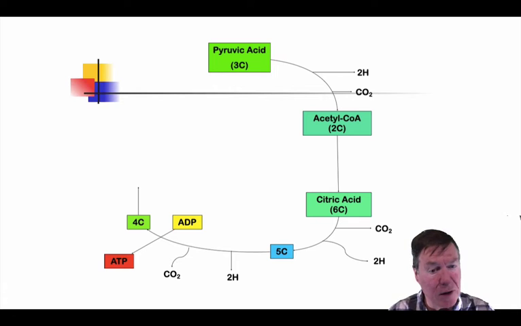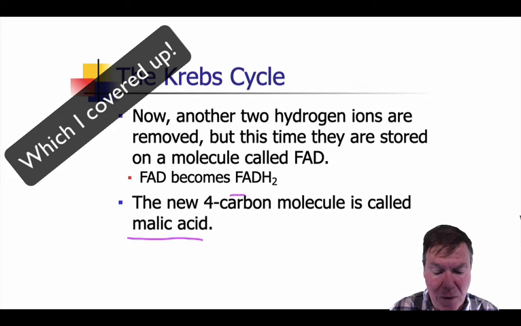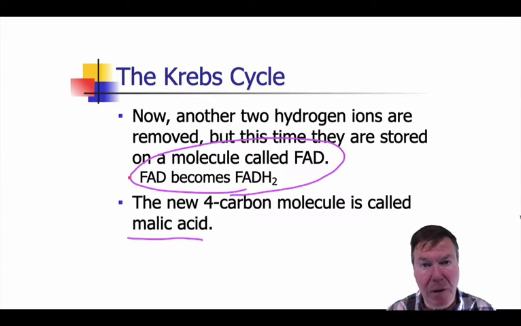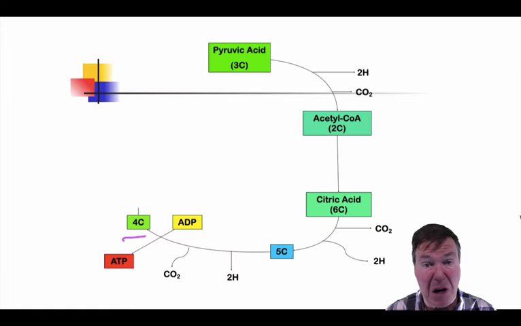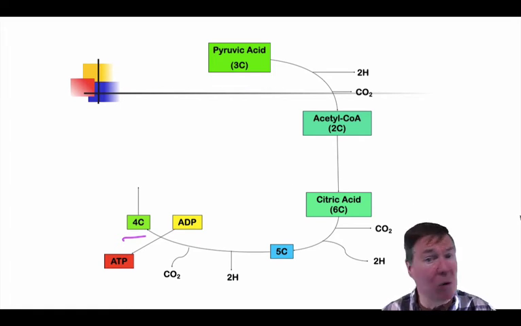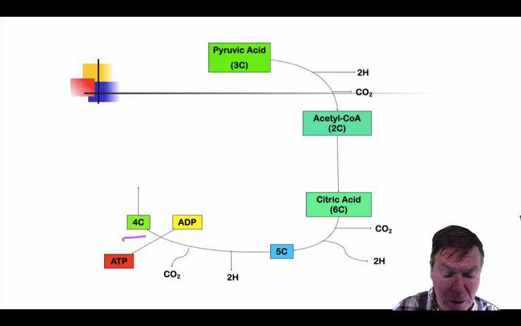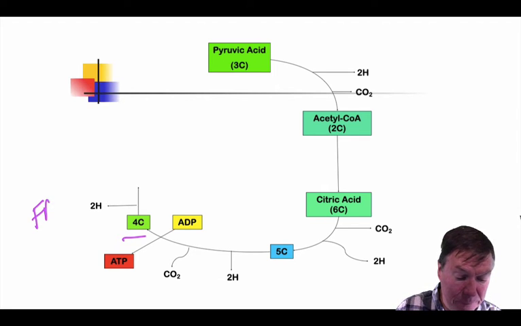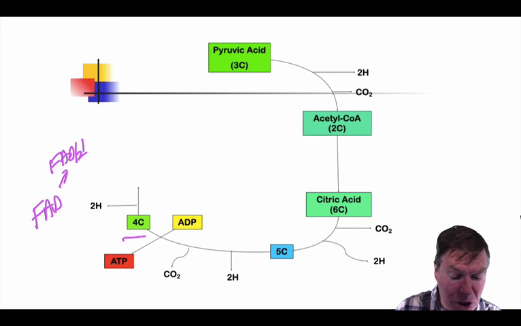Looks like this. Right here, we have a 4-carbon, and we take out 2 hydrogens. Where could we keep those? Yeah, you said NAD, didn't you? No. See, if you were paying attention to the previous slide, we started on a thing called FAD. Why? I don't know. I figure it's just some way of making high school biology students' lives miserable, but we don't store in NAD, we store on FAD. Okay? Which becomes FADH2.